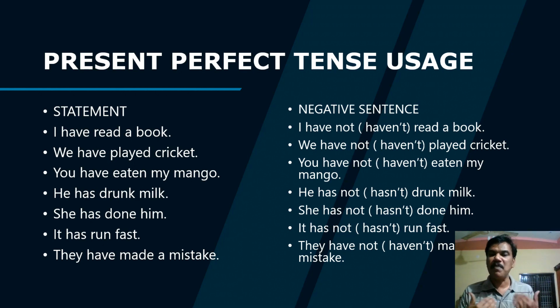You have eaten my mango. You have not eaten my mango. He has drunk milk. He has not drunk milk. She has done him. She has not done him. It has run fast. It has not run fast. They have made a mistake. They have not made a mistake. Got it? So like this you could first learn how to construct a present perfect sentence, then change it into negative. Let's learn now how to change a statement into a yes or no question and WH word questions.